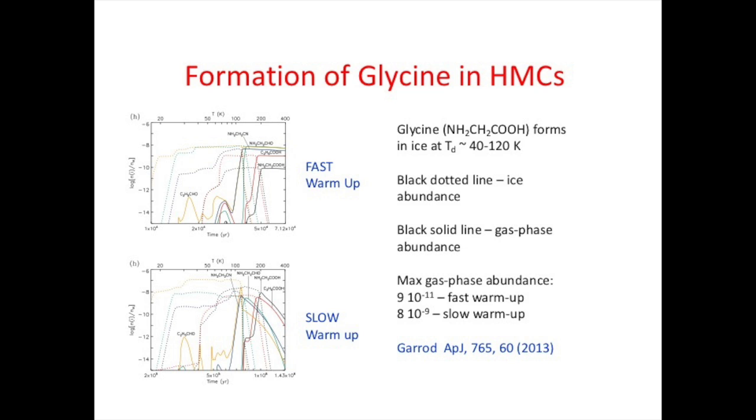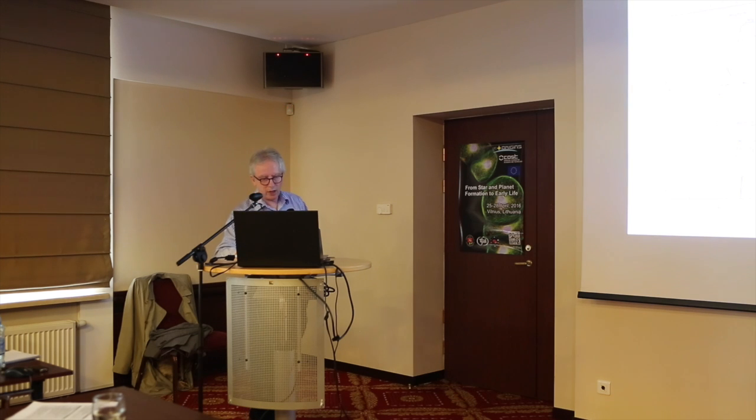And depending on whether you're in a fast warm-up or a slow warm-up phase, he can make more or less glycine at the peak. Again, things drop off on long time scales at high temperatures. So temperature here gets up to 400 degrees Kelvin by the star warming material up. So this is the kind of state of the art.